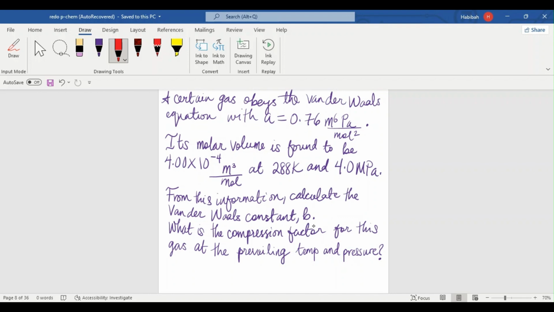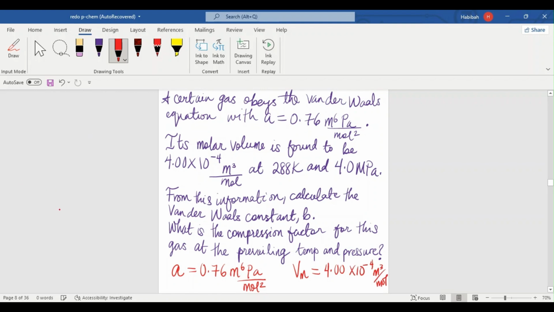So this is a question from the physical chemistry Atkins 11th edition, and as you can see, this is just a standard question. But of course, there's a lot of information. So the first thing you have to do is to write out all of the parameters. We're told that a certain gas obeys the van der Waals equation. So we're dealing with the van der Waals gas here, and we have the A value, one of the van der Waals parameters, to be 0.76 m^6 Pascal divided by mole squared. We know the molar volume Vm because they said it is 4.00 times 10 to the power of negative 4 meter cube per mole.